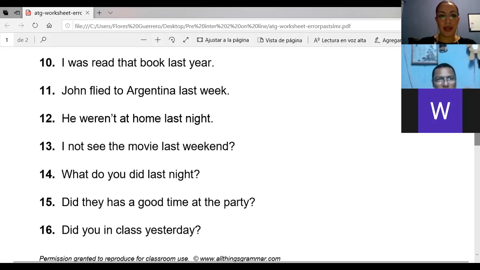Now number 12. F-L-E-W. F-L-E-W. Blue. Number 12. He wasn't at home last night. He wasn't. He wasn't at home last night. Okay, very good. And number 13.